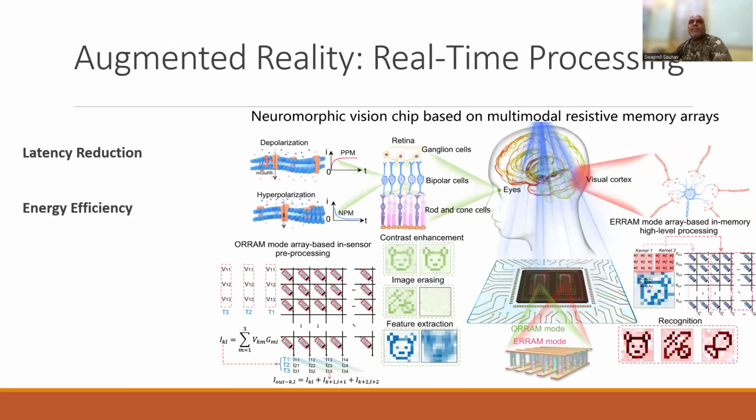Talking about real-time processing, you have latency reduction. Neuromorphic systems can significantly reduce latency due to their parallel processing nature and event-driven architecture. This is crucial for AR applications where timely responses are essential for a seamless user experience. Energy efficiency. By mimicking the brain's efficient processing, neuromorphic computing can handle complex tasks with lower power consumption, making it suitable for portable and wearable AR devices.